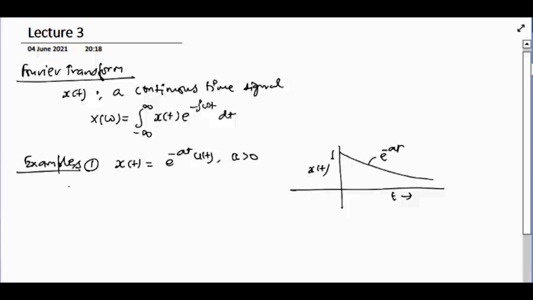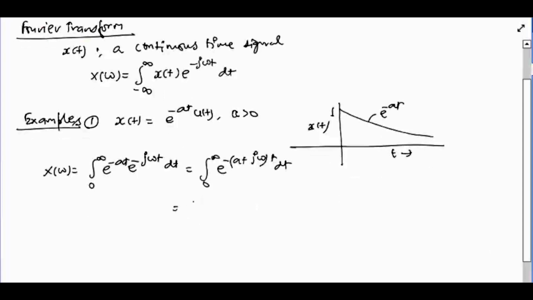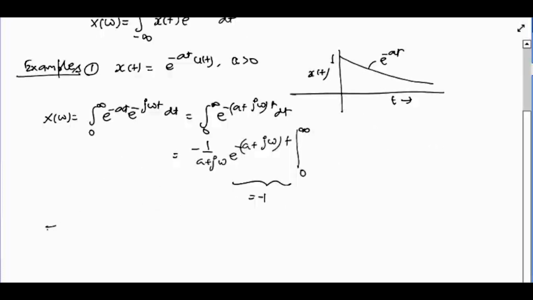Okay. If we apply the above definition, we see that X(omega) is the integral from 0 to infinity of e raised to minus a t e raised to minus j omega t dt, which is the integral from 0 to infinity of e raised to minus (a plus j omega) t dt, which in turn is minus 1 over (a plus j omega) e raised to minus (a plus j omega) t from 0 to infinity, and this is equal to minus 1... So we have that X(omega) is 1 over (a plus j omega). Okay, let's see another example.